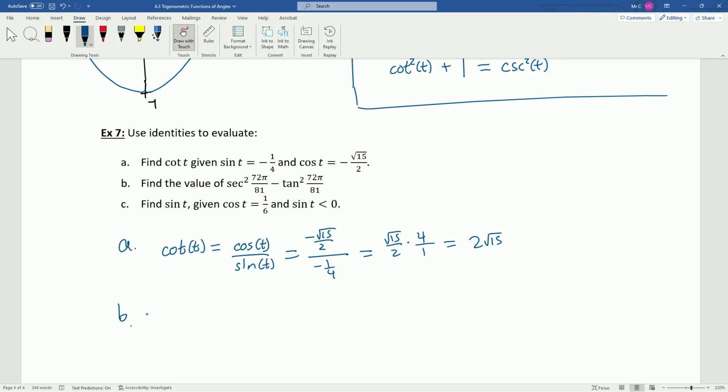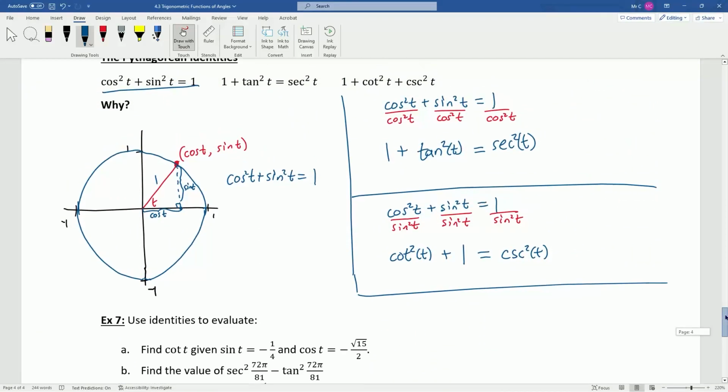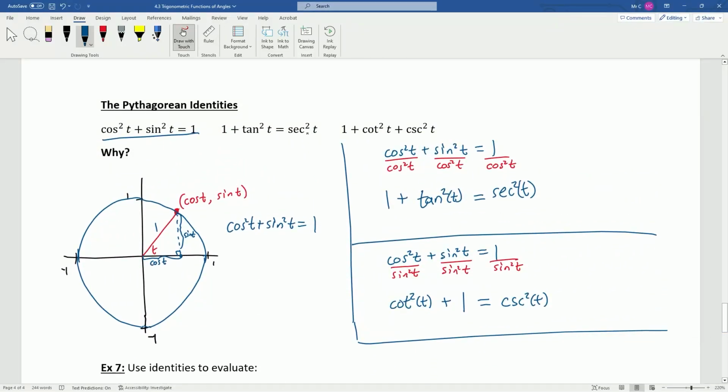Now for part B, we're asked to find the value of secant squared of 72 pi over 81 minus tangent squared of 72 pi divided by 81. And so if you see something like this, the fact that those angles are very weird angles that you wouldn't know how to draw on the unit circle appropriately should be a huge hint that you want to use identities to evaluate these instead. So when I look at my identities, we're just going to see which one seems relevant here. Oh yeah, I've got this one relates tangent and secant squared.